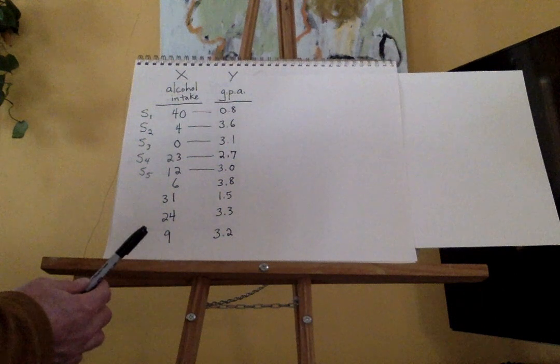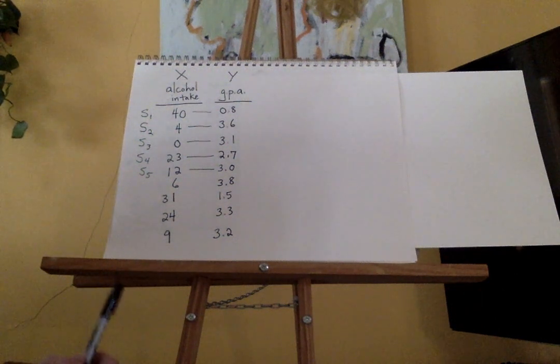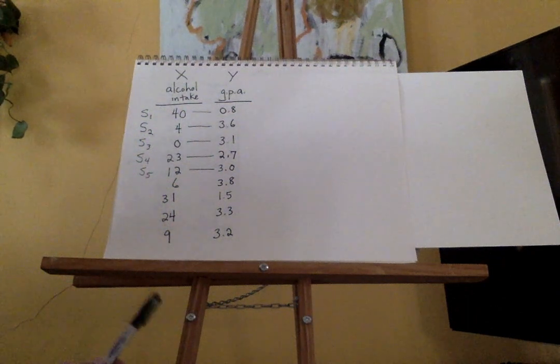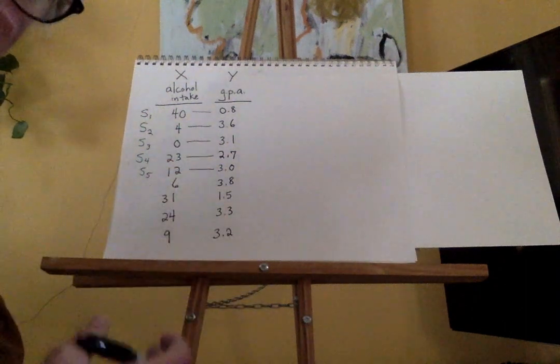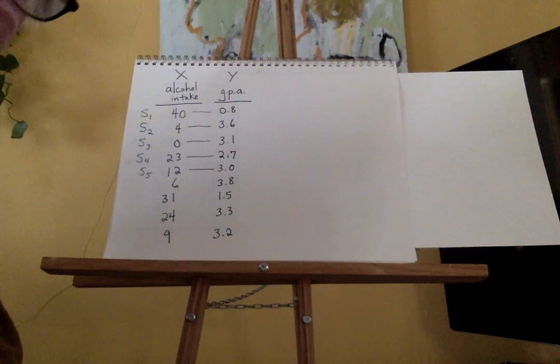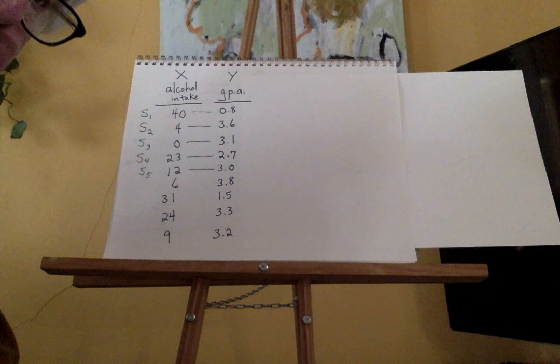What I want to know is, is there a relationship between these two? What do I mean by that? Well, do people who drink more alcohol look like they have lower grades than students who drink less alcohol? Okay? I'm looking at a correlation here.